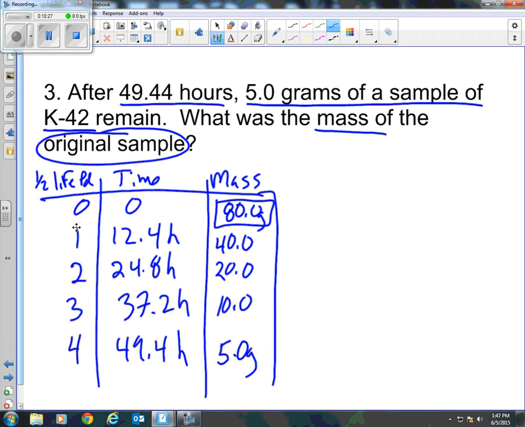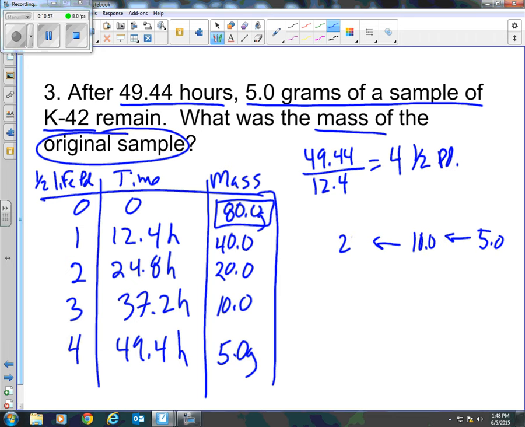Now, how would you do this using the arrow method? Well, you'd have to figure out the first step. If you know that 49.44 hours have gone by, and I divide that by the half-life, I'm going to get about 4 half-life periods. Now if I know it's going to be 4 half-life periods, I can work backwards, knowing that I'm going to end with 5 grams. The half-life before that would have been 10 grams. The one before that would have been 20 grams. The one before that would have been 40 grams. And one more half-life, because that's only 3 of them, would then be 80 grams. So 80.0 grams.